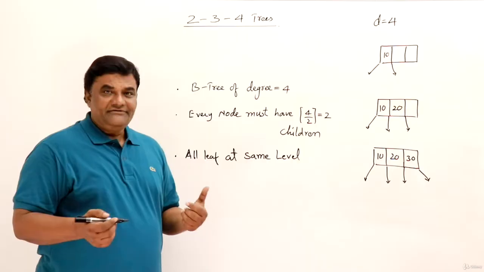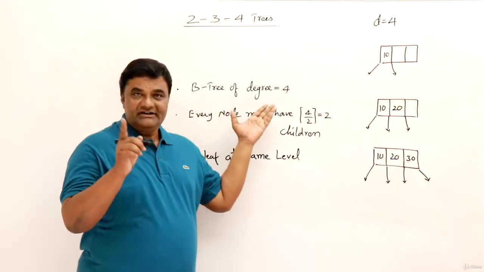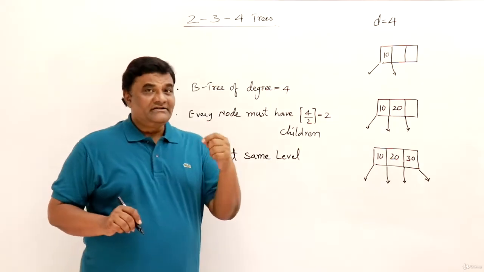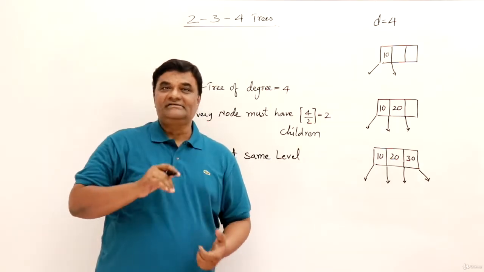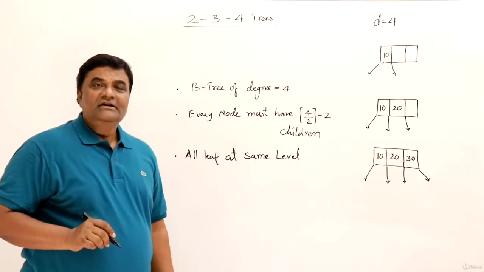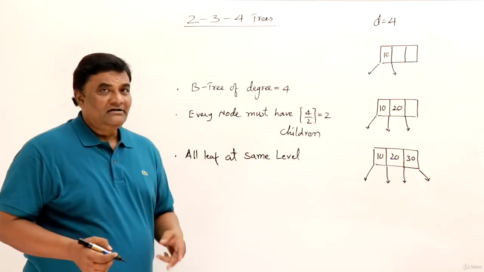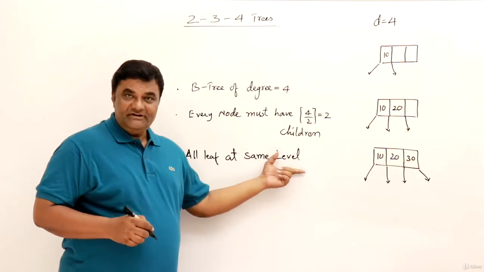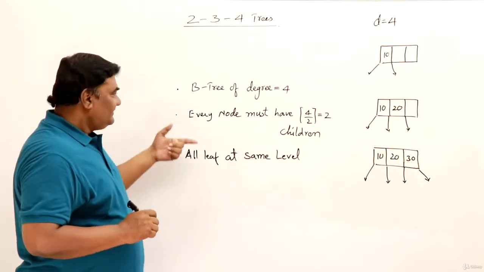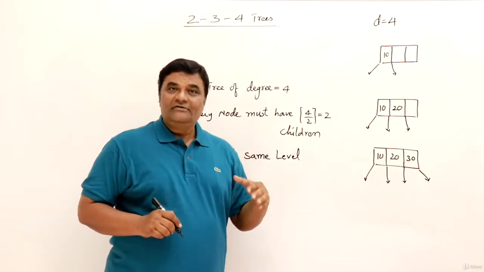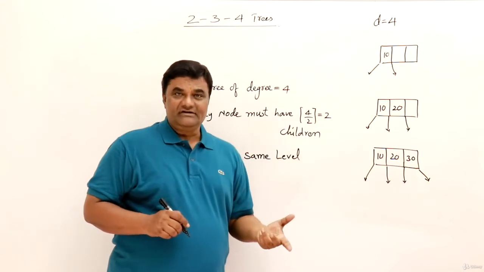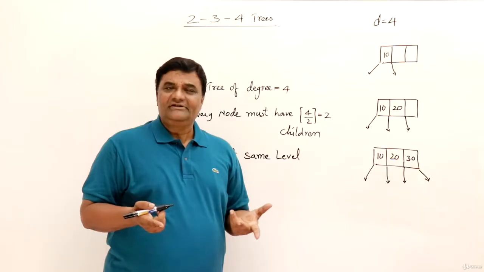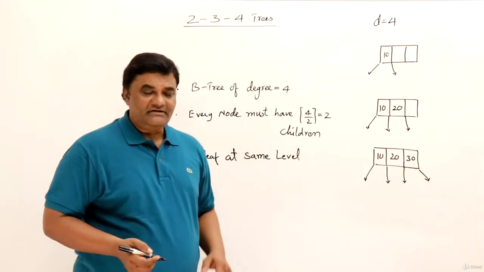It's a B tree of degree 4. So what is a B tree? Everything I have explained in the previous video. A B tree is a multi-way search tree, and it is a height balanced multi-way search tree. How does it balance the height? By imposing two conditions. All leaves at the same level, that's one condition. Then every node must have at least degree by 2, the ceiling value, number of children. So this is 4 by 2, 2 children must be there. Yes, obviously every node will definitely have 2 children.